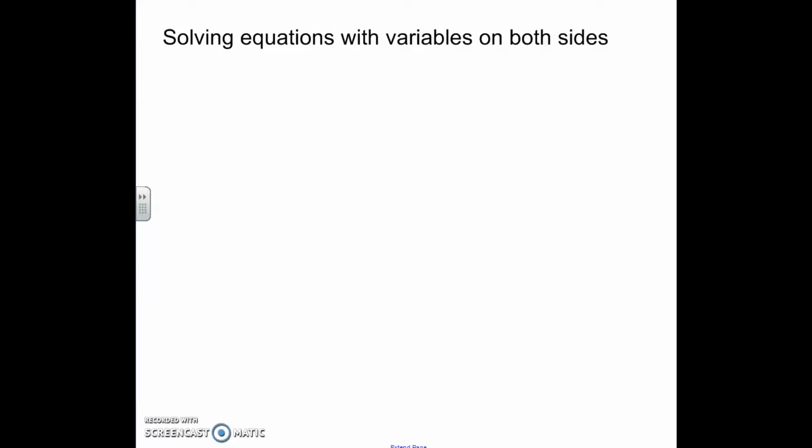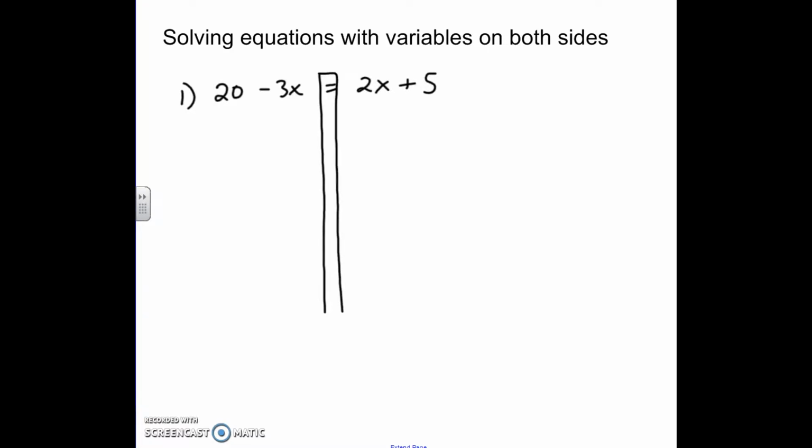We will be solving equations with variables on both sides. When we have an equation like 20 minus 3x equals 2x plus 5, there are variables on both sides. So when you get ready to isolate your variable, you can't. You don't know which one to isolate. So when they're on the same side, what you do is you combine them. But when they're on opposite sides, as they are in this case, what you've got to do is you've got to get rid of one of them.